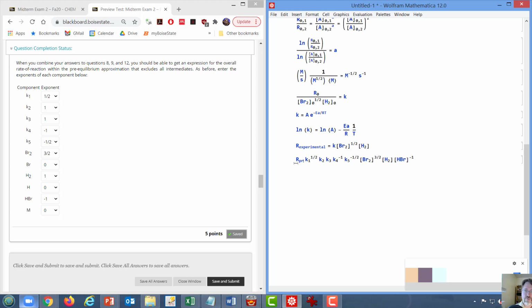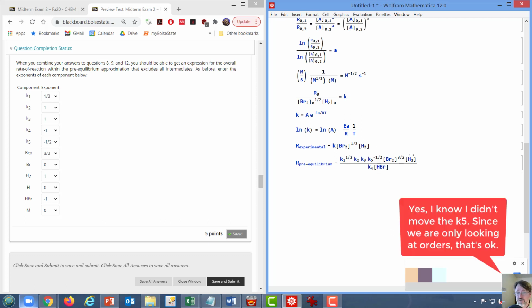R pre-equilibrium equals that. And just so that we can make this a little easier to see, I'm going to take it out of this notation. So anything with a negative, I'm going to move to the bottom. There. And then this. Okay. And so let's compare these two.